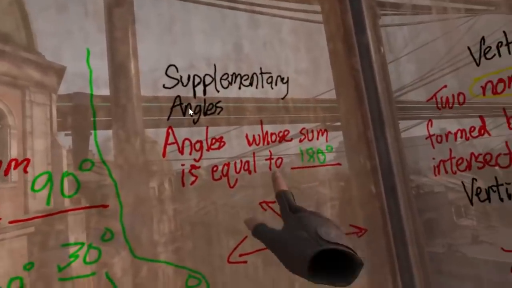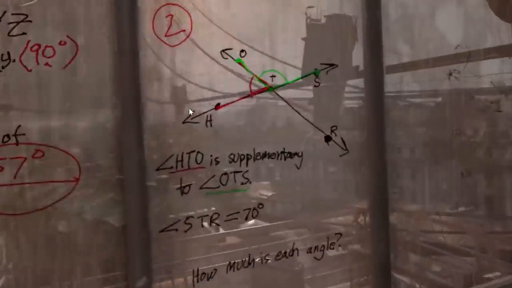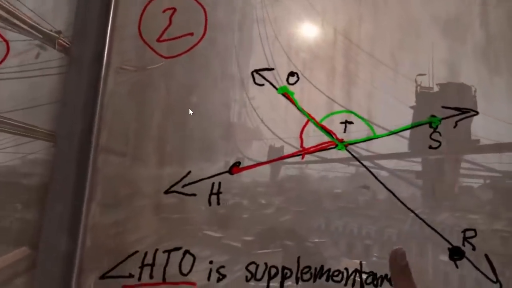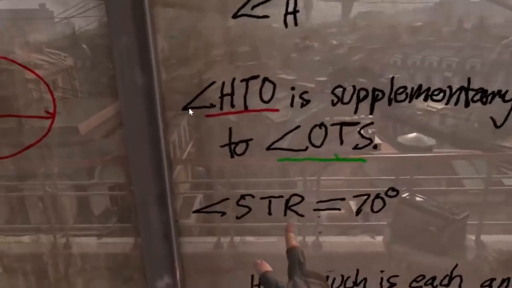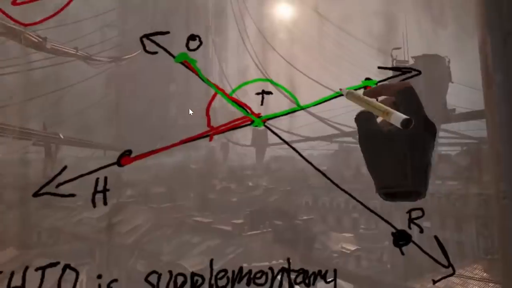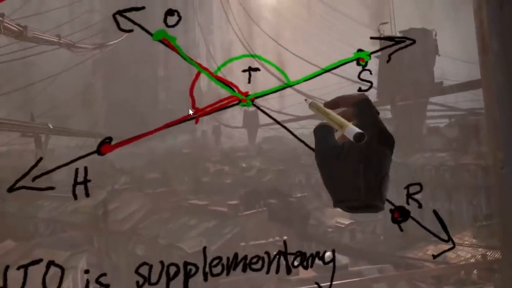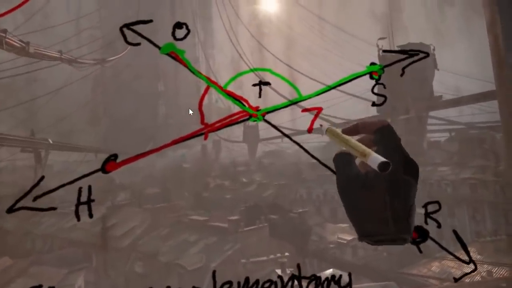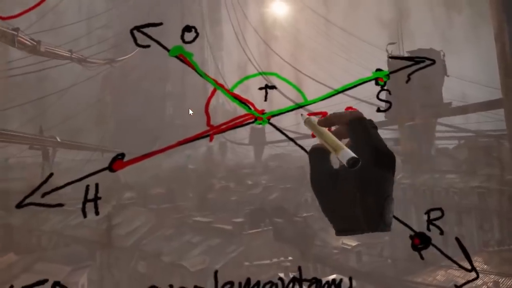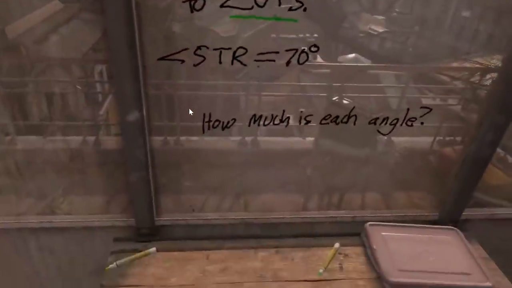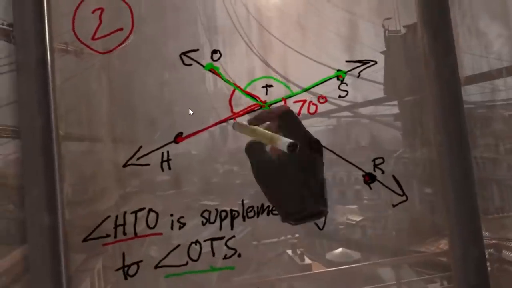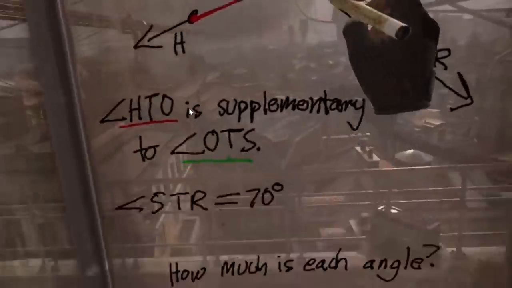So supplementary angles are angles whose sum equals 180 degrees. These two together will equal 180 degrees. Let's keep moving though. And they give us a number, which is that angle STR equals 70 degrees. So let's label that STR. This angle right here is 70 degrees, okay? And they want me to know how much is each angle. Like, let's label each individual angle.